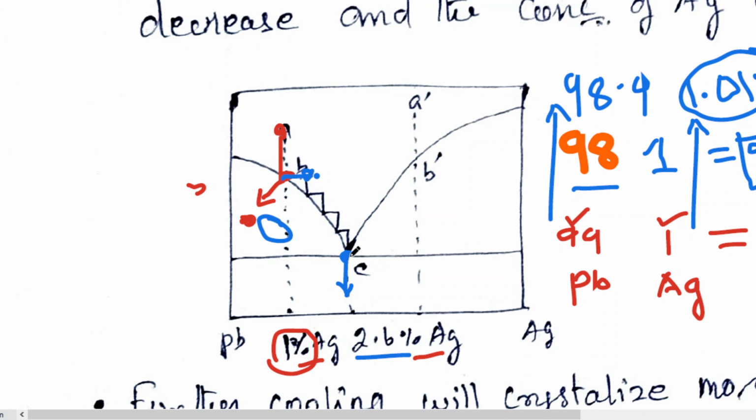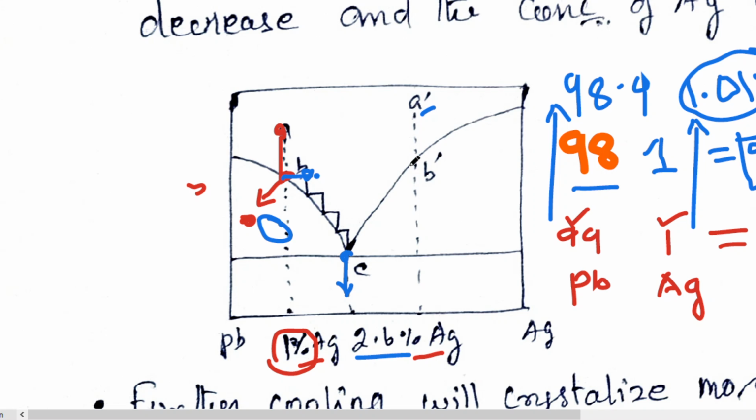Suddenly all the melt will become solid. In that solid, it is a mixture of solid, not pure lead or pure silver. The same thing happens here. If you take silver, more silver, take at the point A dash.